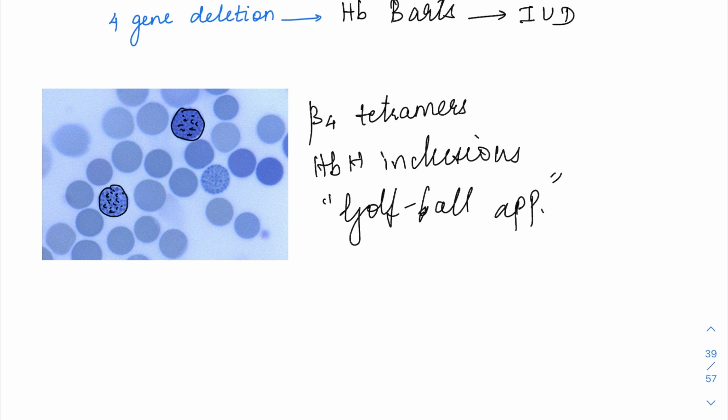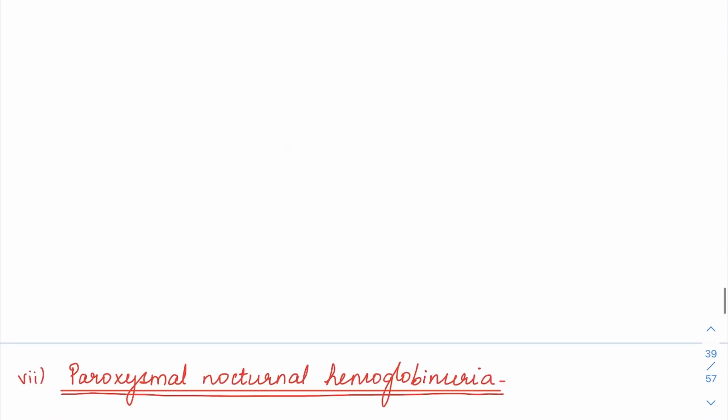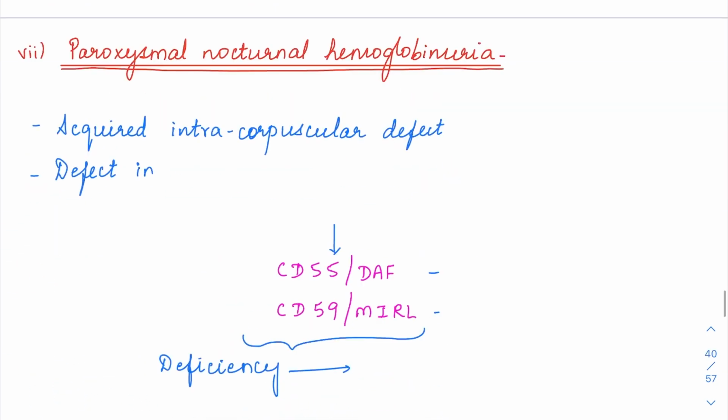So till now we have seen supravital stains for various things, right? Firstly for reticulocytes, then for Heinz bodies we saw, then for this HbH golf ball appearance, you can use the supravital stain. Okay, so now we have finished all the thalassemias.